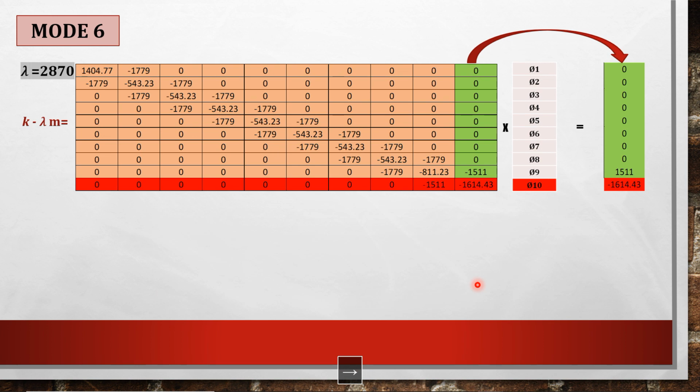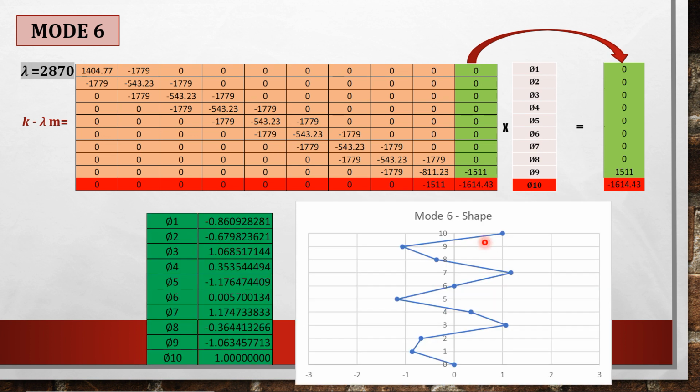Pag nakuha natin yung eigenvector, plug in natin sa mode graph natin. Makuha natin yung mode shape, mode shape ng mode 6. Ayan. Lambda natin sa mode 7 is equals to 3601. Plug in natin sa matrix natin.